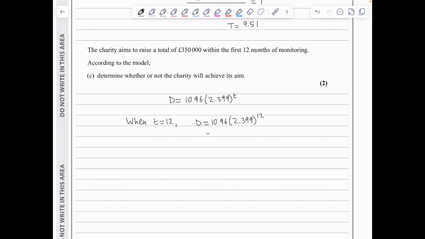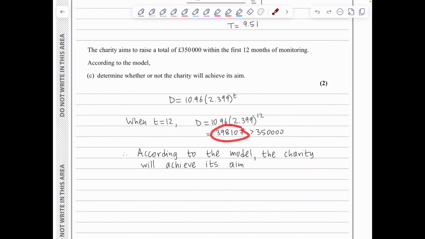This gives an answer of 398,107, which is greater than 350,000. And therefore we conclude that according to the model, the charity will achieve its aim. Notice that here anything which rounds to 400,000 is acceptable to claim the marks.